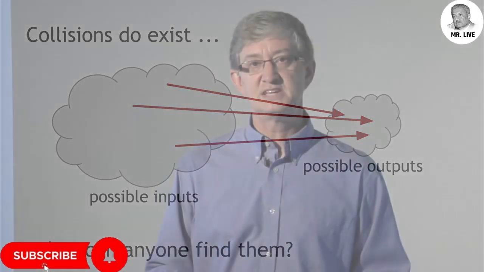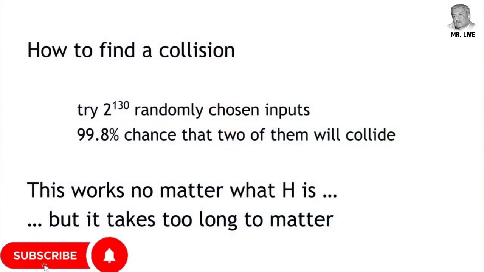Okay. Now, to make things even worse, I said that it has to be impossible to find a collision. Let me tell you how to find a collision, because there's a method that's guaranteed to work. And the method works like this: we're going to pick 2 to the 130 randomly chosen inputs over on the left cloud of that previous diagram. And if we pick those 2 to the 130 randomly chosen inputs, it turns out there's a 99.8% chance that at least 2 of them are going to collide. And so this is a very simple method for finding a collision. It works no matter what the hash function is, but of course the problem is that this takes a very, very long time to do. You have to compute the hash function 2 to the 130 times, and that's of course an astronomical number.